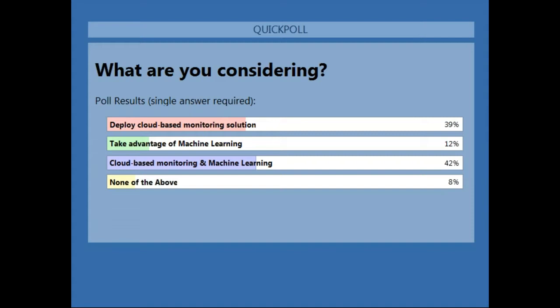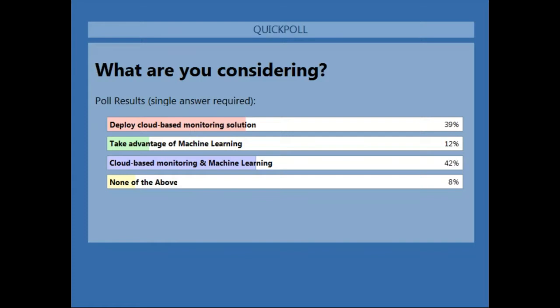Very interesting, kind of what I think we would expect. Almost 40% of you are focused first on cloud-based monitoring solutions, which is where we also see a lot of opportunities today. Looks like 12% are taking advantage of machine learning, but I think what's really telling is 42% of you are looking to combine cloud-based monitoring and machine learning. So really take advantage of both of those, and probably the most impressive of all is only 8% of you really aren't engaged in this area, at least at the cloud-based monitoring and machine learning. So really an engaged audience, which is great to see.